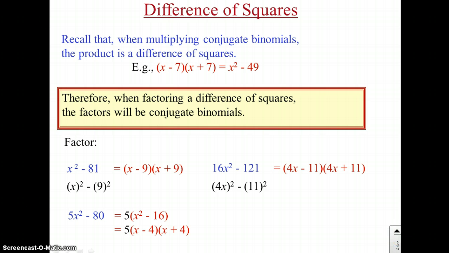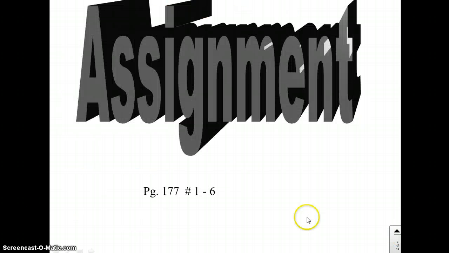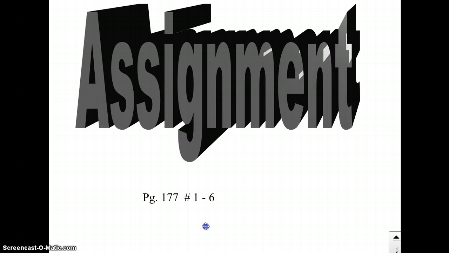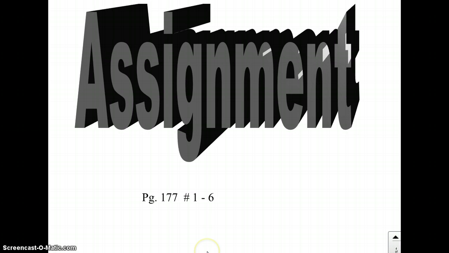And we did simple trinomials, and that's all we're going to do for the first part of this lesson. 3.1a. You guys can work on page 177, numbers 1 through 6 in class tomorrow. See you then.